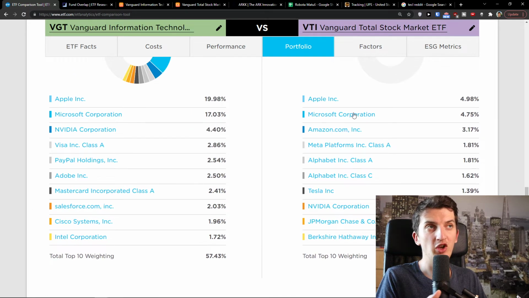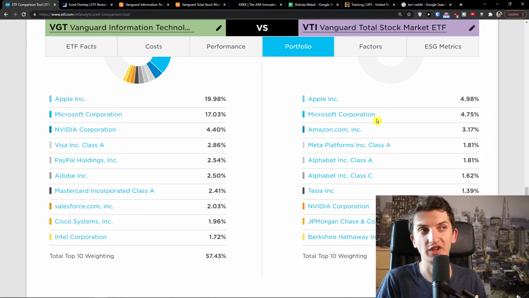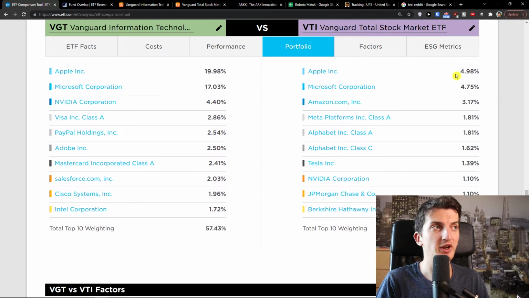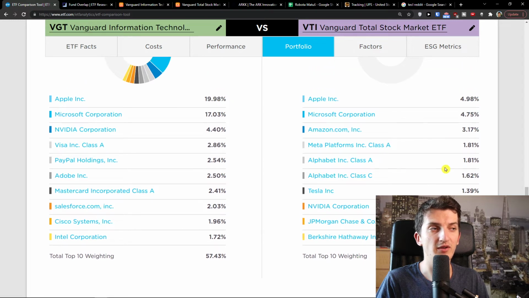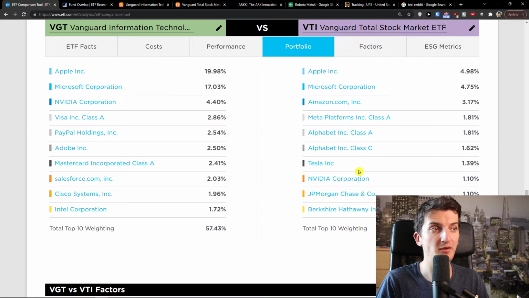But on the other hand, look at this on VTI. I know it's high risk, high reward. I completely understand, but I just have to say it. Apple, Microsoft Corporation, 5%, 10%. So you see the difference is kind of huge here. And also there are financials and healthcare in VTI, which we don't have in VGT.